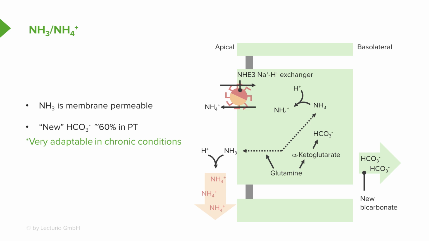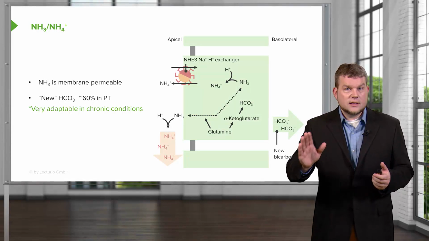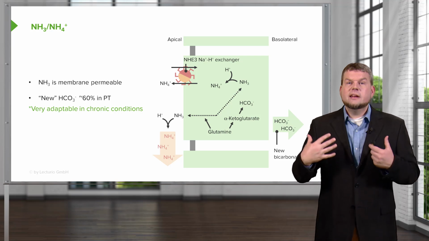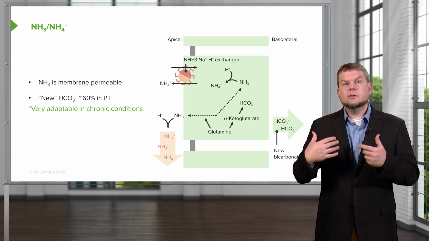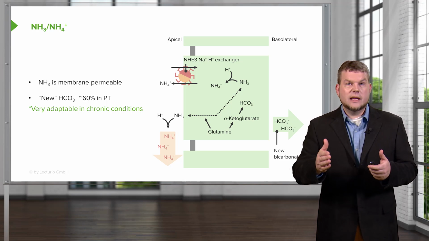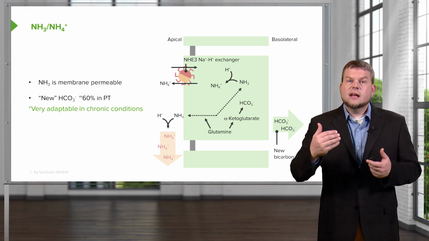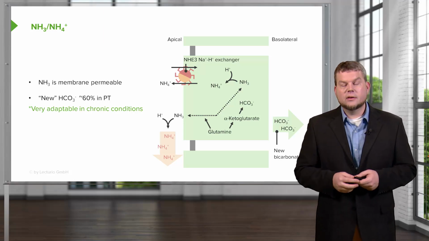The other important thing about NH3 NH4 is that it is highly adaptable. If you have a chronic acidemia condition, this NH3 NH4 mechanism upregulates. Your titratable acids don't. They pretty much stay the way they are. But this ability to increase the amount of hydrogen ions you can kick out across the apical membrane through NH3 or NH4 can increase to help you adapt to that environment.